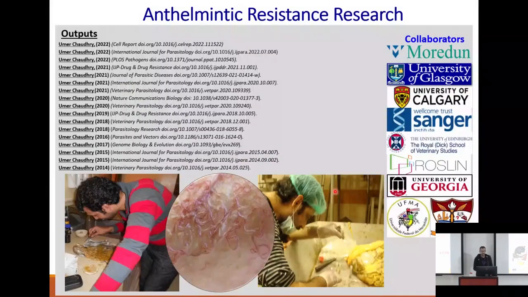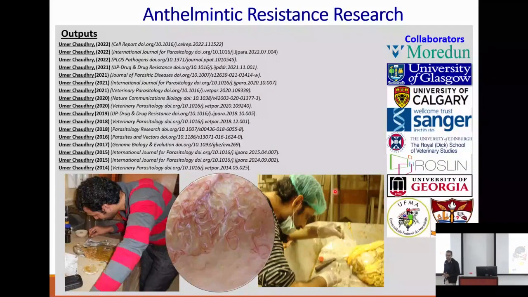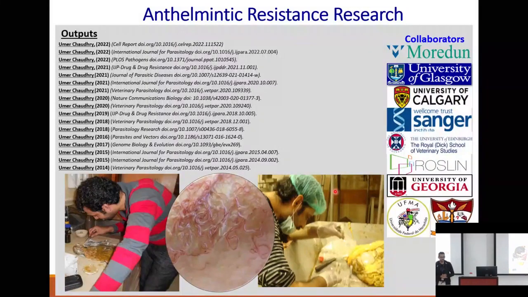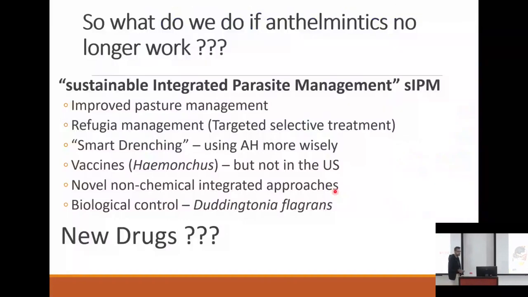Okay, so finally, these are some of the work I have done in my career, because my whole career has been with Haemonchus. I did a lot of research on haemonchosis and anthelmintic resistance. So these are some of my work on this group of parasites.